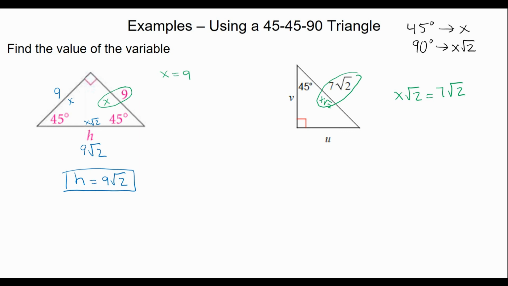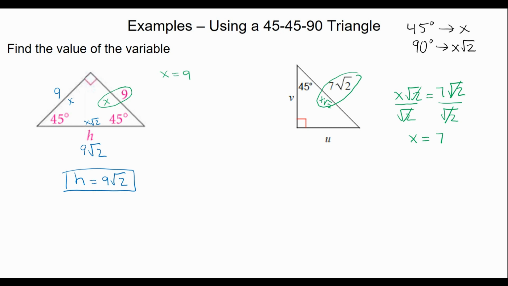Now if we want to solve to find the value of x, we know that it's really x times the square root of 2. And in order to get x by itself, we have to eliminate the square root of 2. And the inverse of multiplying, or the opposite of multiplying, is dividing. So we can divide both sides by the square root of 2. So this square root of 2 cancels with that square root of 2. And on the other side, the root 2 with the 7 cancels with the root 2. So this means that the value of x is 7.